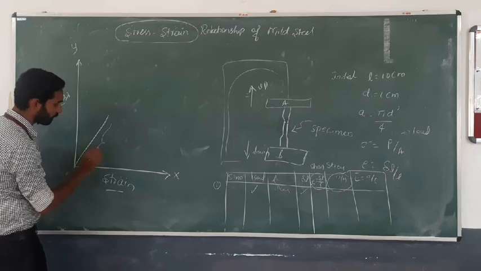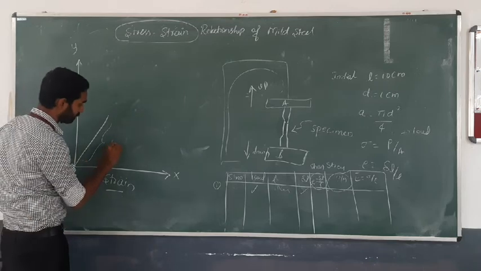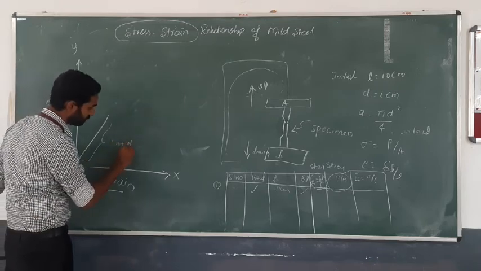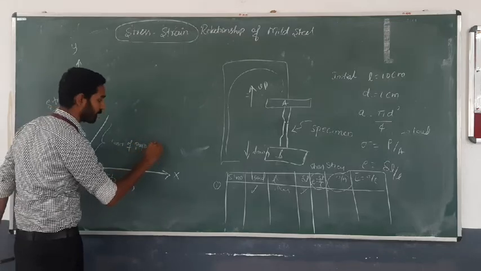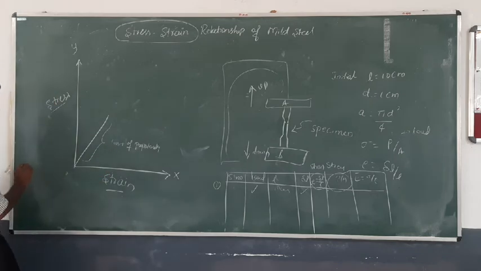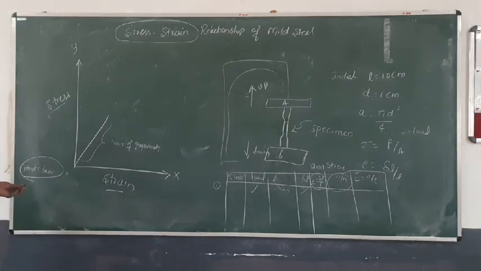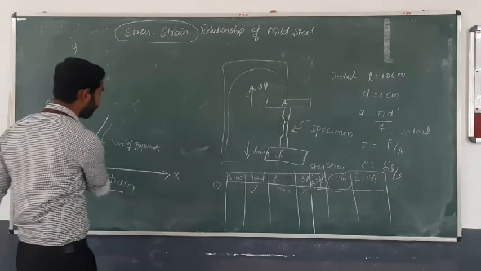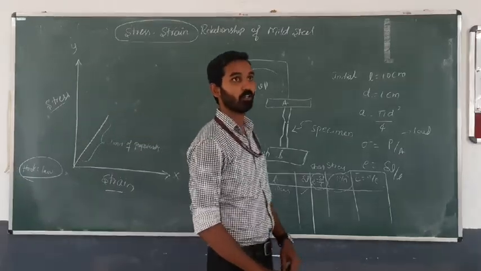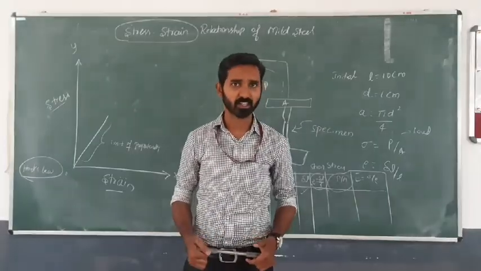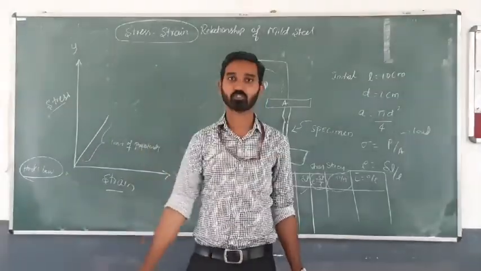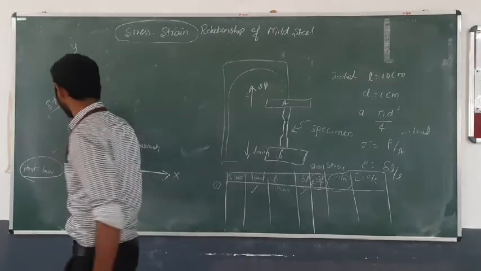This particular limit is known as the limit of proportionality. And also we can call it Hooke's law. This is the most repetitive question asked in the VTU examination. Define Hooke's law. Hooke's law is nothing but when we apply stress on a particular material, if the material satisfies that stress is directly proportional to strain, then we call it Hooke's law.